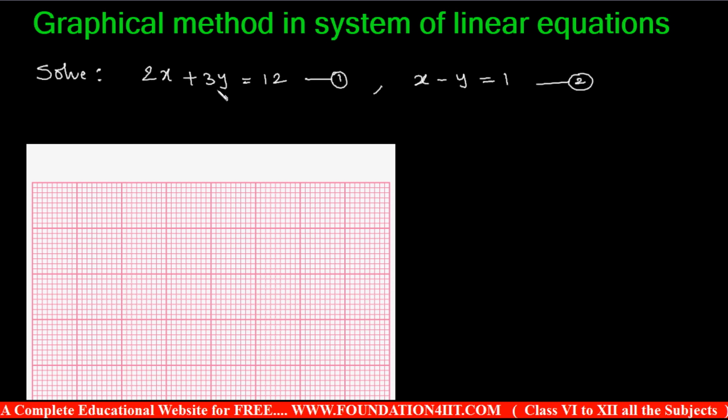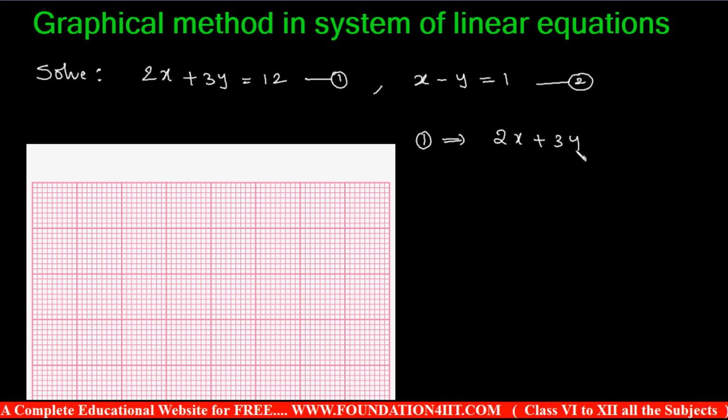Now we should take one equation separately and find out the points. There are infinite common points. If we take 1, 2, 3 in the place of x, we can find the value of y. Similarly, equation 2 also. So we should find the linear graph for each separately. So I'm taking equation 1.